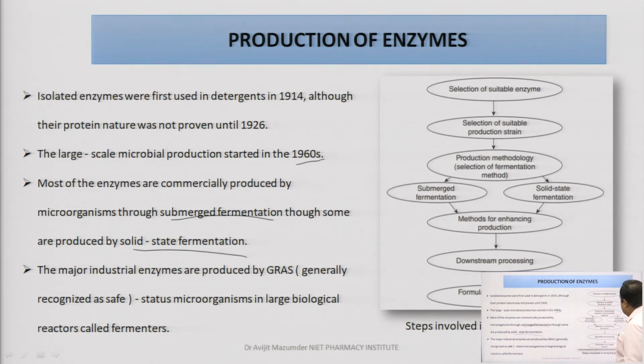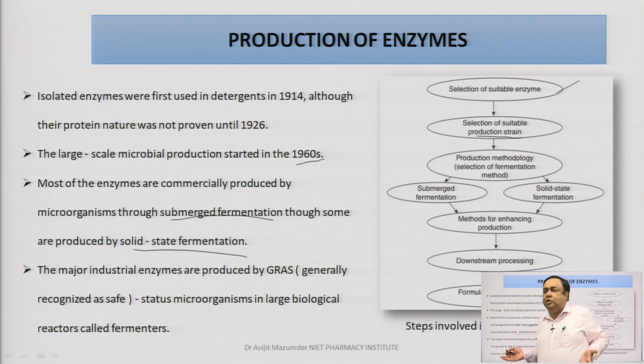Selection of suitable enzymes, then there will be a selection of a suitable production strain, then we will be studying about the production methodology, whether we are going for adopting of surface or a submerged fermentation process. After the product has been produced, then methods to increase the production. Sometimes the yield becomes so less that it is not commercially viable.